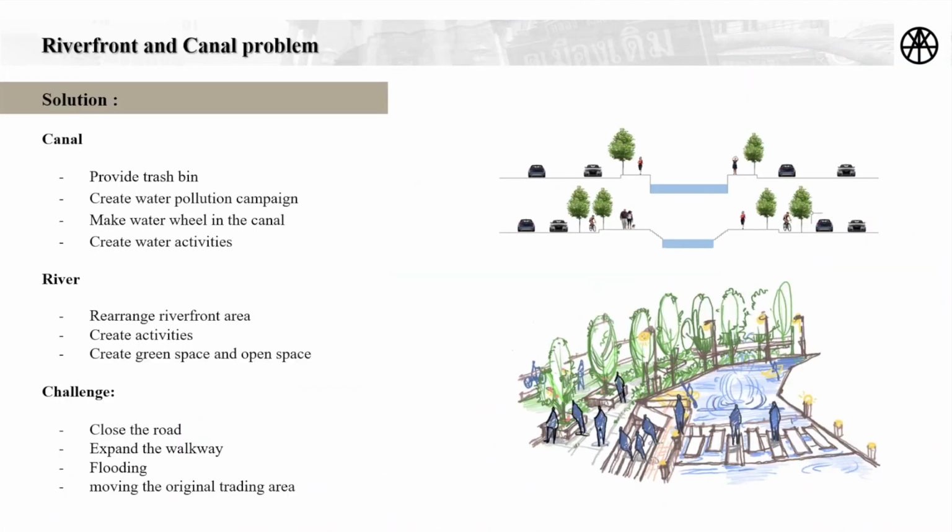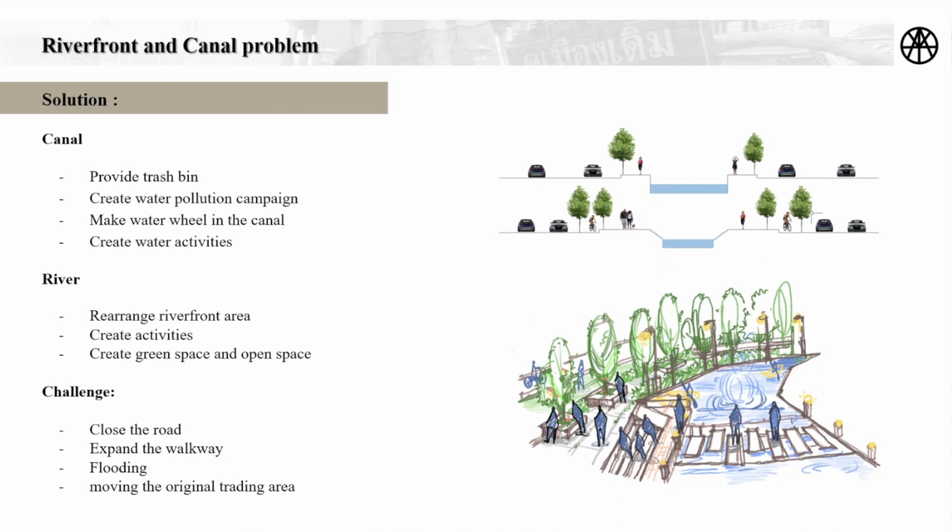So we make the solutions. For each canal we provide a space for trash bins, create campaigns to improve the water quality, and try to apply water wheels in the canals to improve the water and create water activities. You can see on the right-hand side, we make open space for people to use near the canals. And for the river, we rearrange the riverfront areas by removing all the obstructions and making green space and open space for people to come.